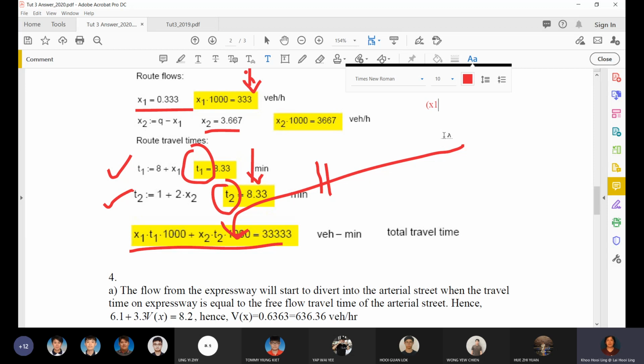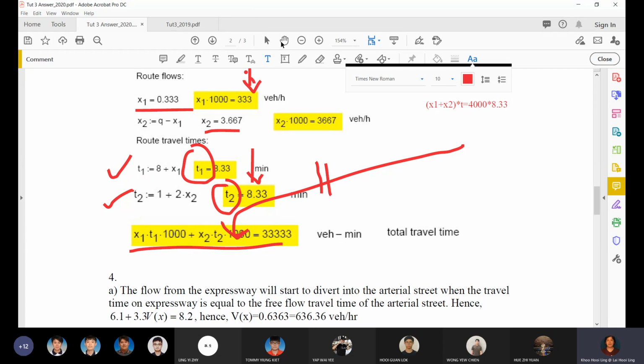You have x1 plus x2, okay? And then we multiply by t. It can be either t1 or t2, it is the same. So here it means that you have 4,000 times 8.33. Right? So your answer is 33333.